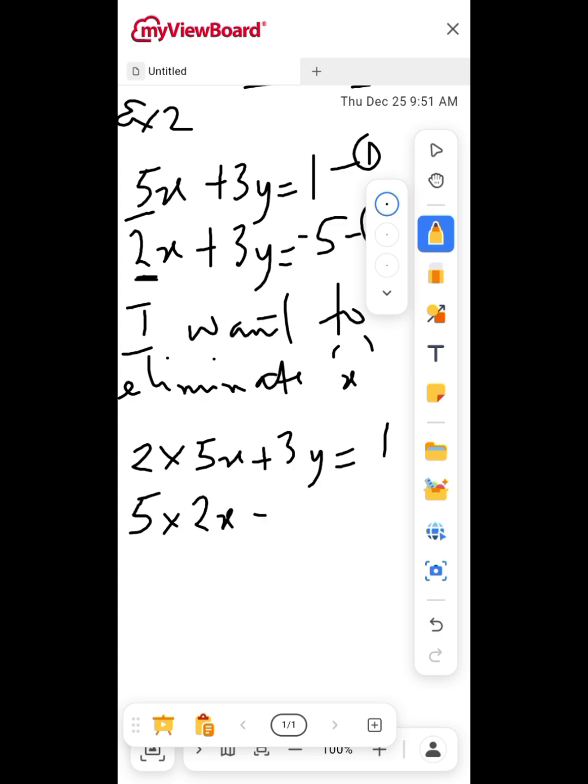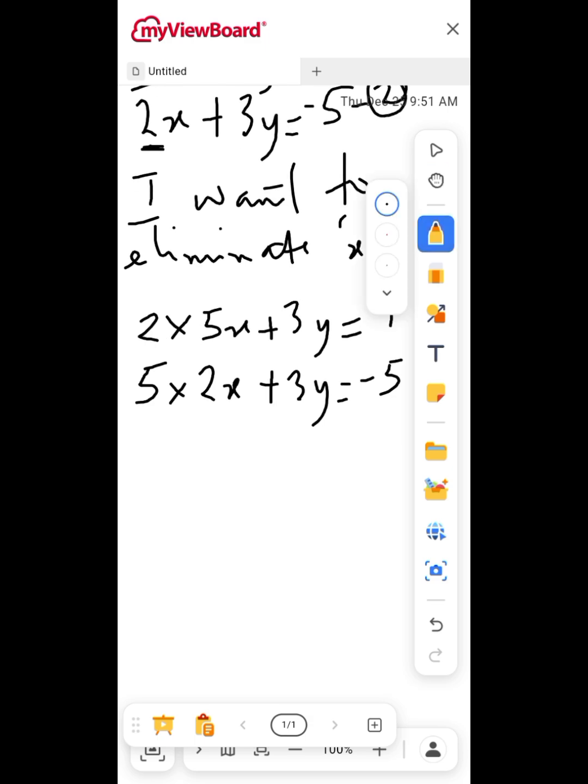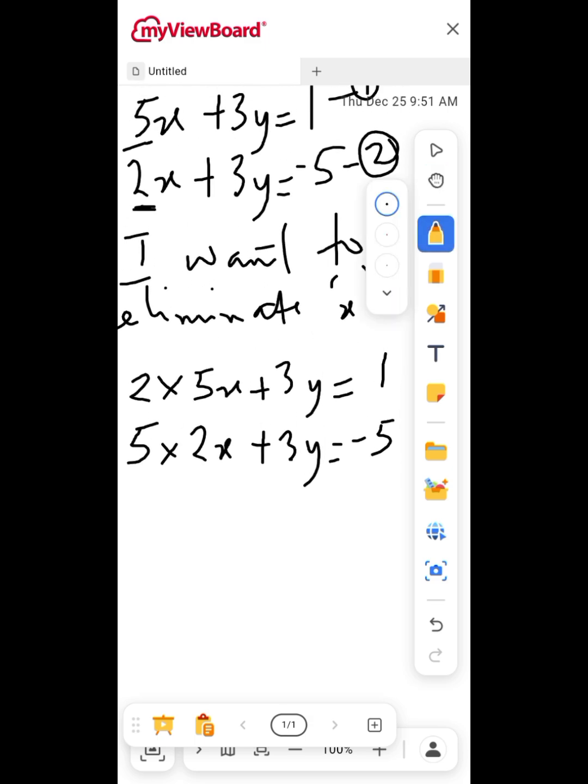The aim of that is to ensure that the coefficients of our x are the same. If I use 2 to multiply 5x, I will have 10. If I use 5 to multiply 2x, I will have 10. I hope that is clear. So that is the goal there. Now, let us multiply. Don't forget, this number you are using to multiply, it will multiply everything entirely.